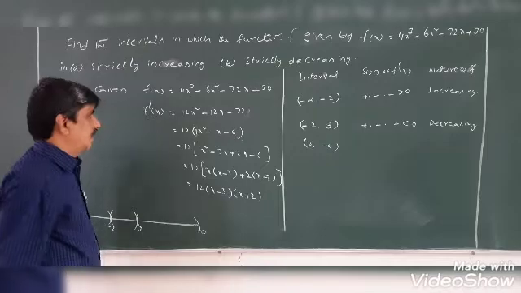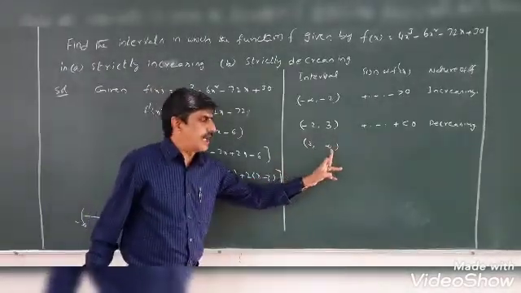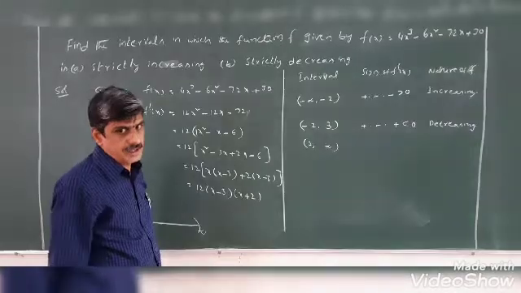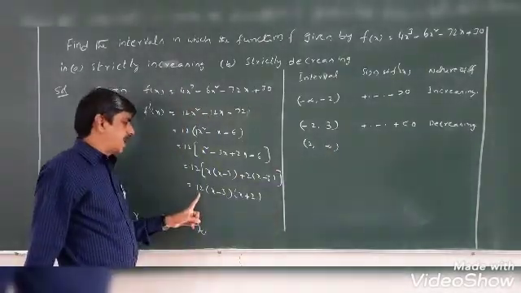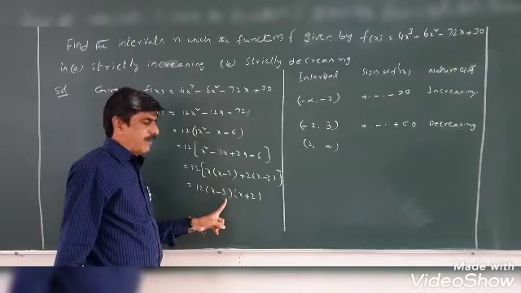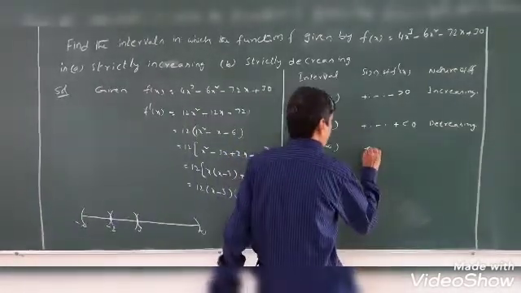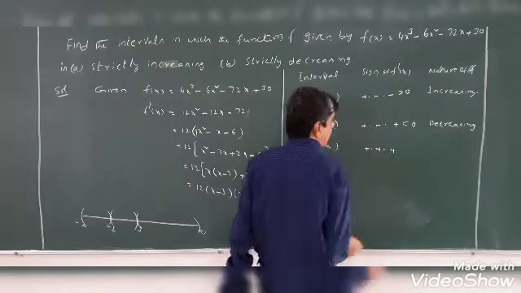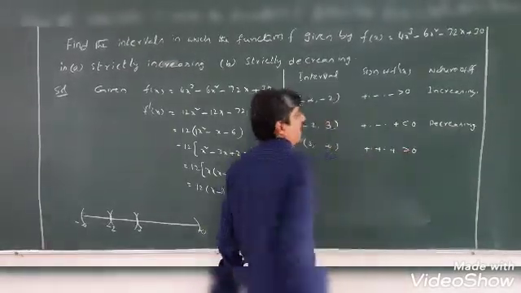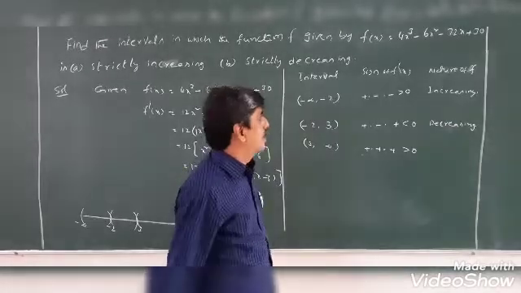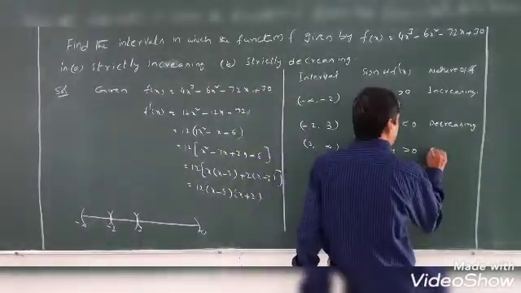Next, take 3 to infinite. In 3 to infinite also there are infinitely many real numbers. One of the values is 4. 4, if I am writing, this is already plus. 4 minus 3 is plus, 4 plus 2 is 6. This is also plus. So this is plus into plus into plus, which means greater than 0. So f dash x is greater than 0 means function is increasing.